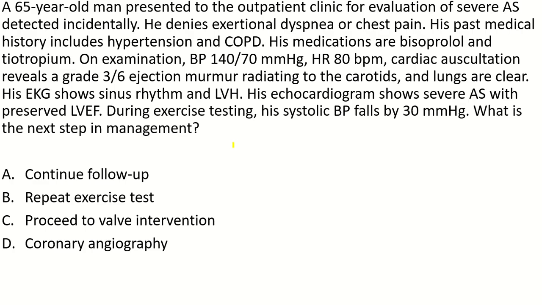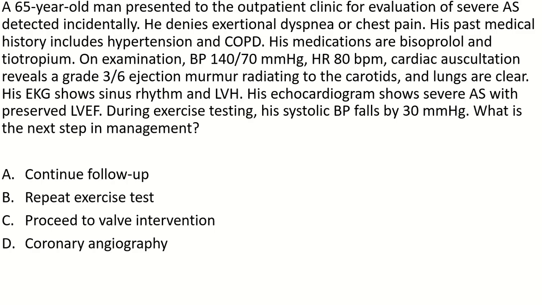Upon examination, the patient's blood pressure is 140/70 and his heart rate is 80. His cardiac auscultation reveals an ejection systolic murmur. His EKG shows sinus rhythm and LVH, and his echo shows evidence of severe aortic stenosis with preserved ejection fraction. So we have a patient with severe aortic stenosis and preserved ejection fraction, and he currently has no symptoms. However, during exercise, the patient's blood pressure falls by 30 millimeters of mercury. The question asks, what is the next step in management?